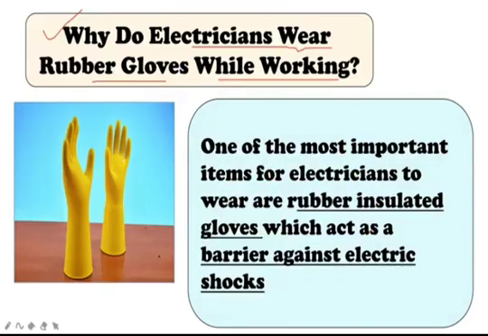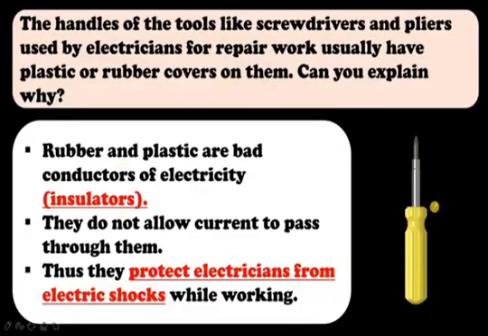Let me ask you a question. Why do electricians wear rubber gloves while working? One of the most important items for electricians is rubber insulated gloves, which act as a barrier against electric shock. It protects the life of electricians. We can do the same when we are doing some electrical work using a tester, fixing any connection problem, or changing a fuse bulb. If you use insulators on your body, you never get a shock.